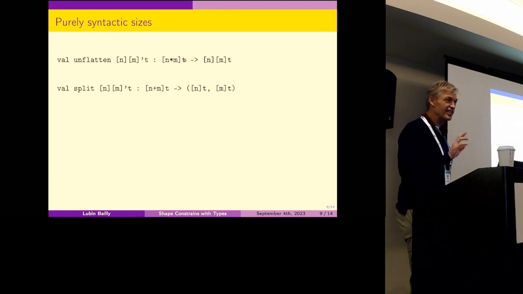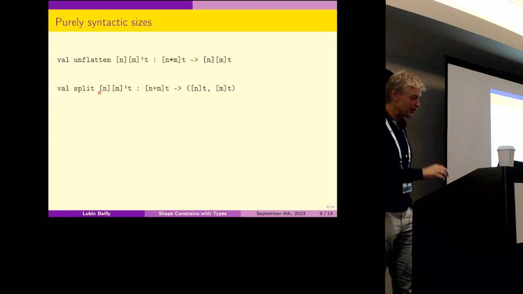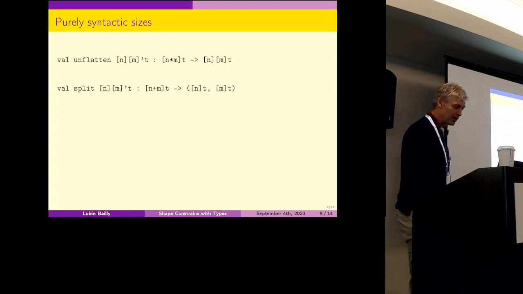But this is a little bit odd, of course, because if you gave it different types, if you commuted n times m with m times n, then of course it will be a different shape of the array here. Similarly, we can do a split. So now you can implement a split function which will take something of size n plus m and split it up into two arrays, one of size n and one of size m.